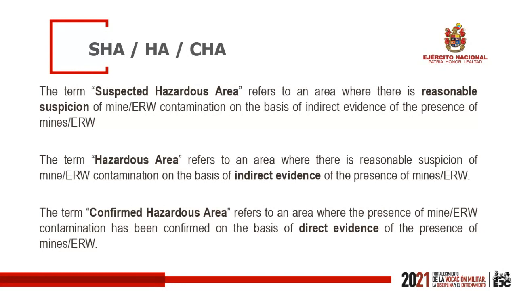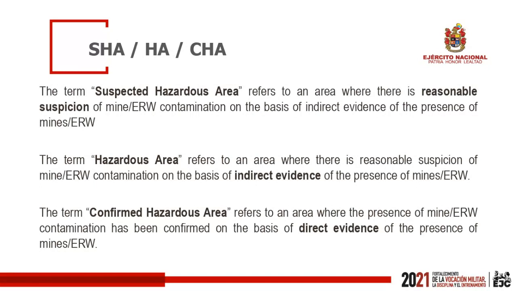So during the investigation, the leader and the members of the technical survey team can see the components, the elements, the mines, and have the information. It is a confirmed hazardous area because we have direct evidence. For example, when the technical survey team goes to the area and can see the components, the wires, the mines, the explosive remnants of war, can see everything in the area.